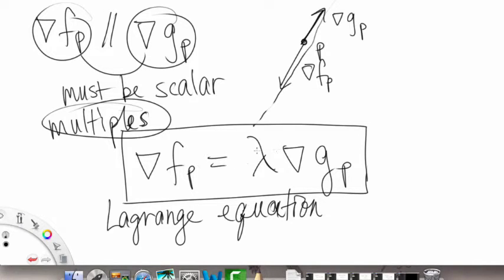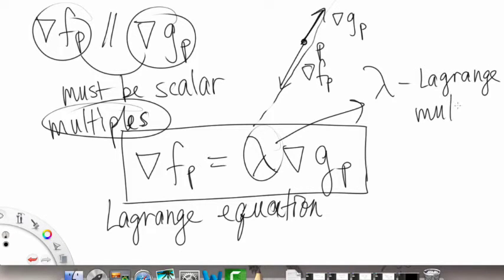Also, just a side note, this lambda here, or whatever you decide to put in there for the variable, is called your Lagrange multiplier. Okay, so that's basically it. That was the takeaway, this all-important equation here. I just wanted to show you some background on how we got there.